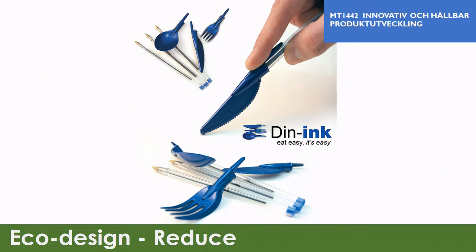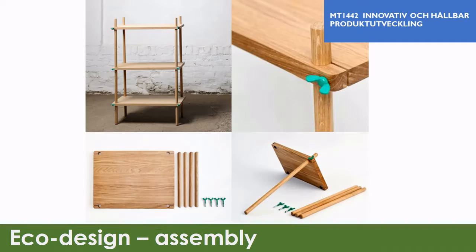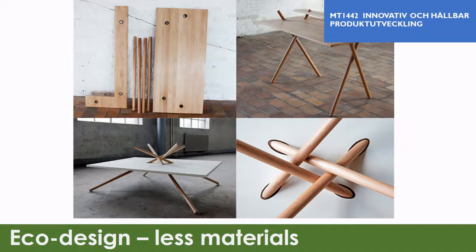In some cases, for example, the cover of this pen can be used in another function, for example, as a fork or as a knife. So it is good because it will reduce the amount of materials in some cases. Or for example, in the case of assembly, if it doesn't have any kind of glue, it's very easy to disassemble. So it is easier to transport, and as well it will be easier to disassemble when it's going to be recycled or repaired.